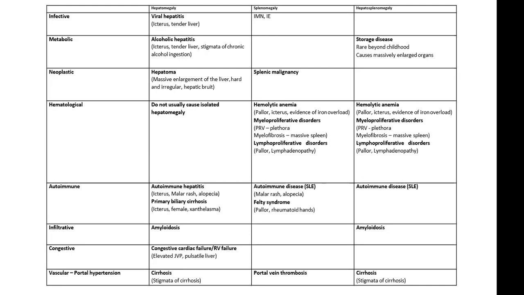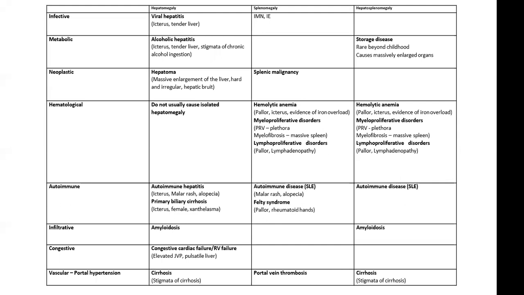Right. Now, I have not put here under infection, visceral leishmaniasis and chronic malaria, which can also cause massive spleens. So please write that down. Okay, infections, chronic malaria, that's also called tropical splenomegaly syndrome, TSS, and visceral leishmaniasis can also cause massive splenomegaly. Neoplasm, that is splenic malignancy like lymphoma, can also cause massive splenomegaly.